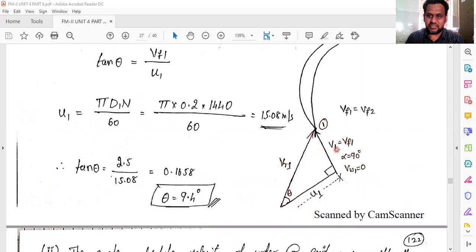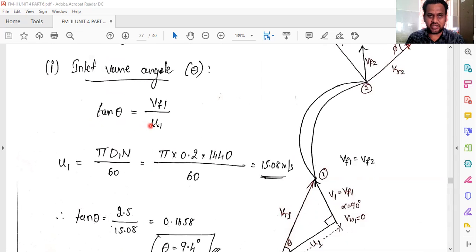Opposite is VF1. Actually this is VF1, correct? And divided by adjacent. Adjacent is U1. So that is VF1 divided by U1. So you can write tan theta is equal to VF1 divided by U1.